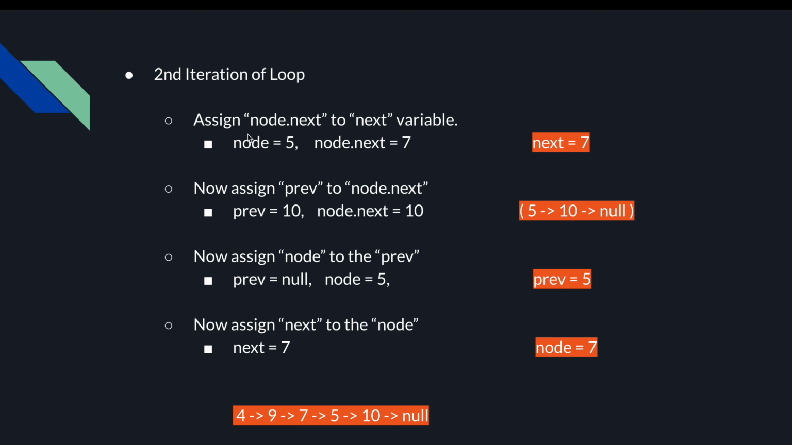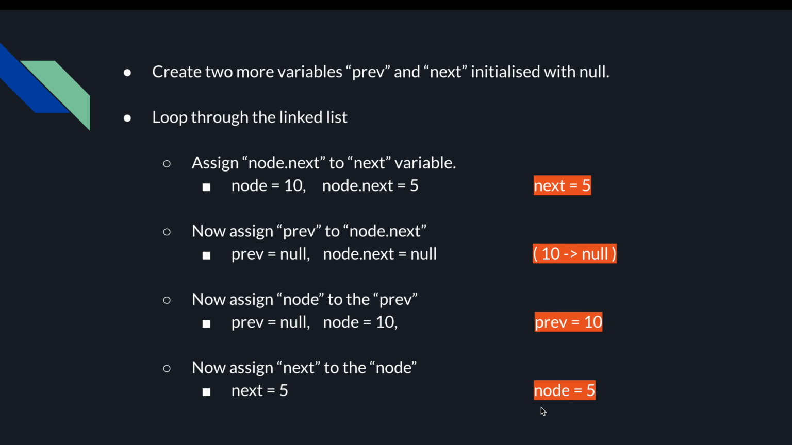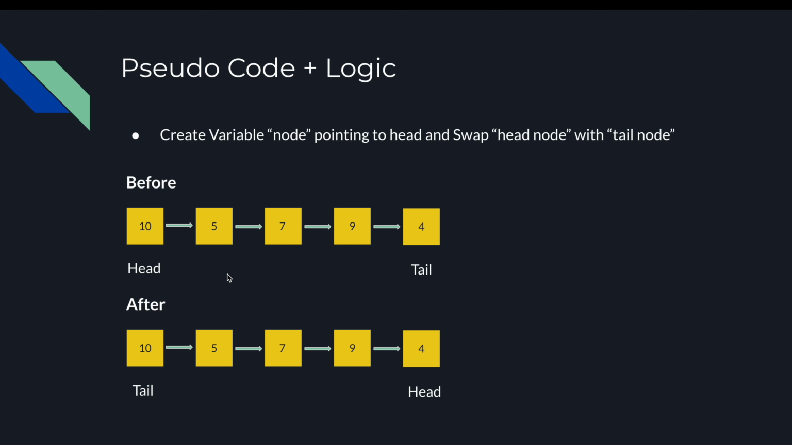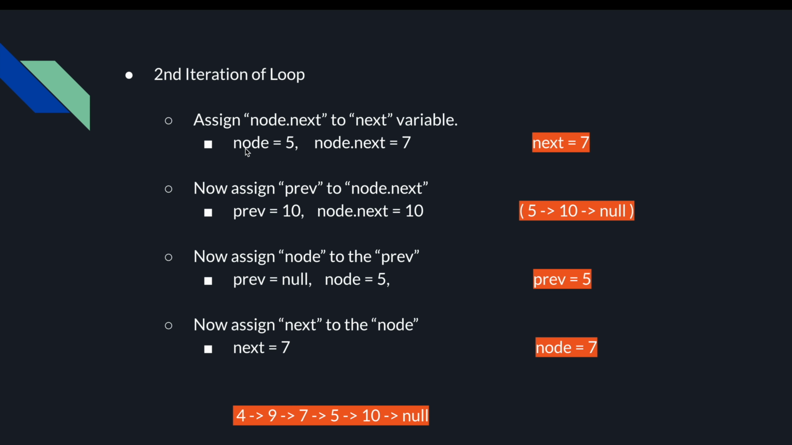We are just repeating the same steps again for the second node. The node variable was pointing to node 5, and our first step is to assign node.next to the next variable. Now can you guess the node.next value here? As we know, node is 5, right? Which means node.next is pointing to node 7. So here you can see node is 5, node.next is 7, and once we assign node.next to the next variable, this is our output. Next will be node 7.